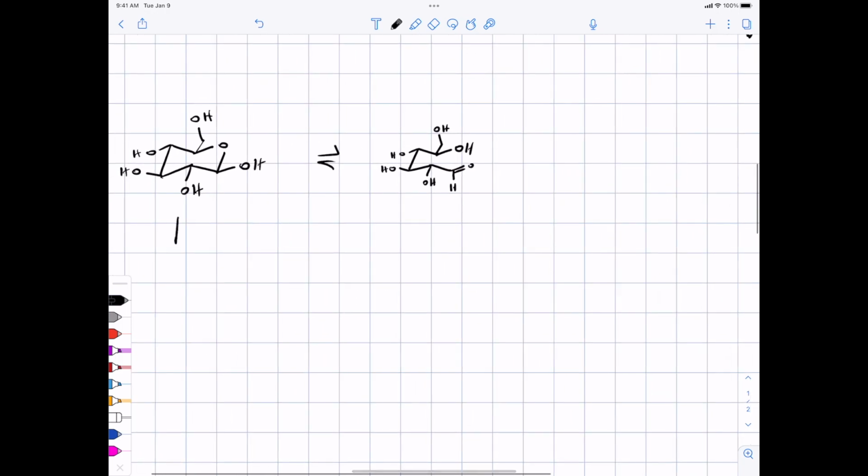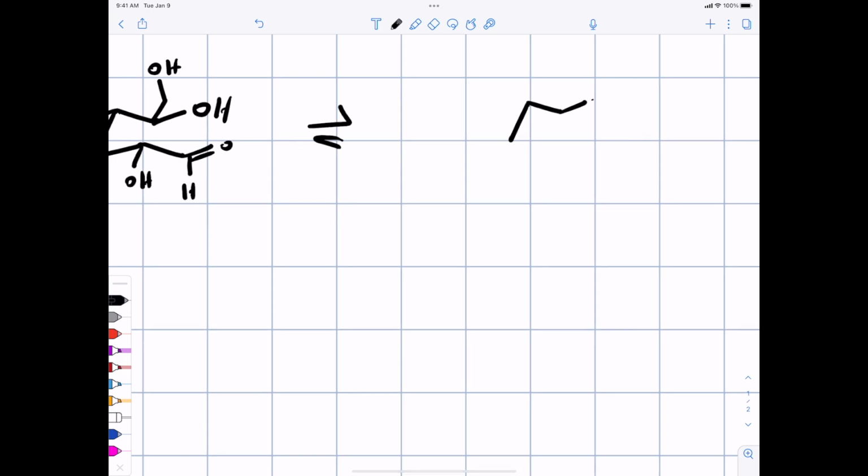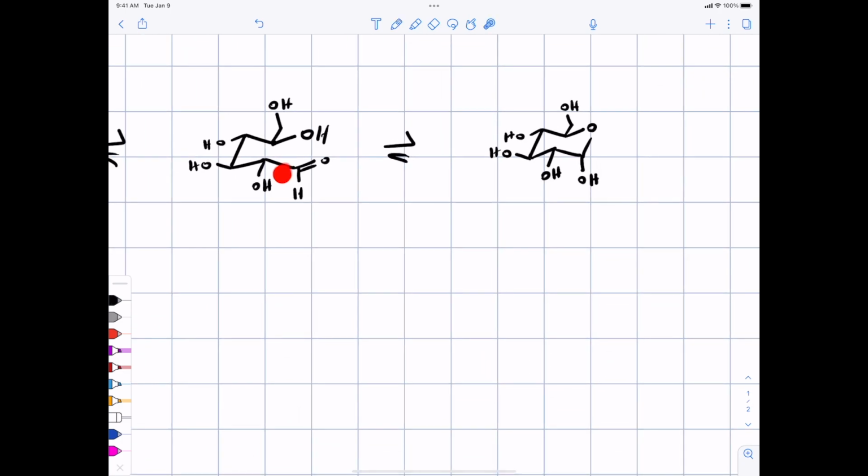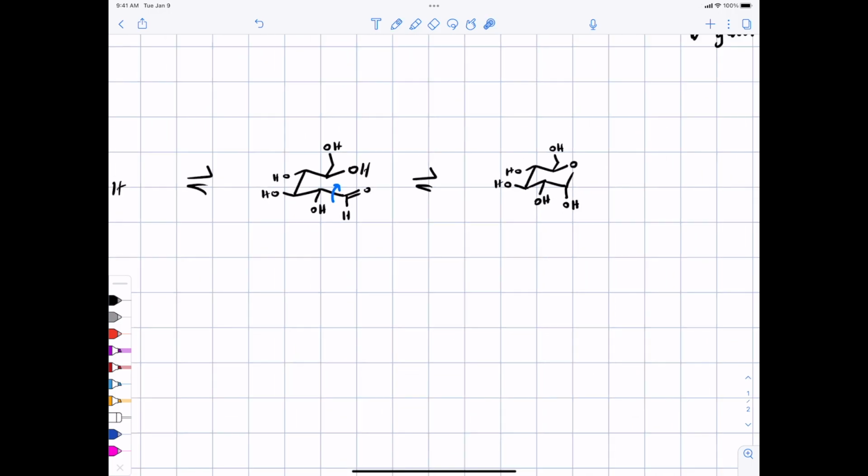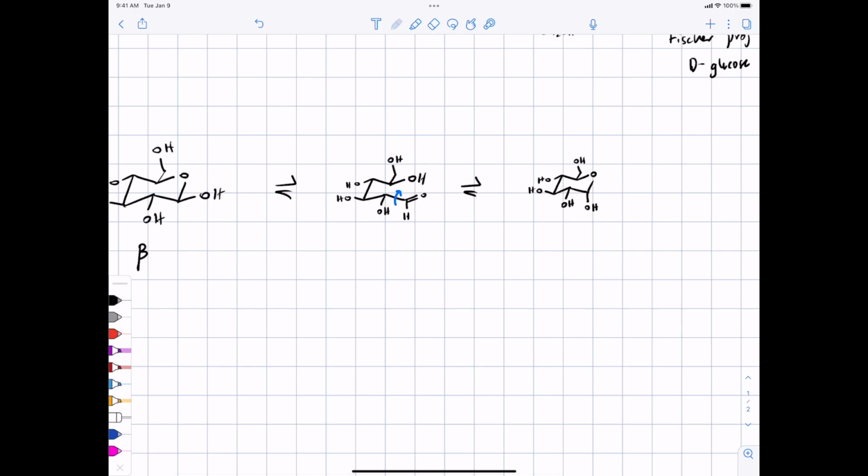Okay. And then that is in equilibrium with the alpha anomer. And you can see to get from the alpha anomer to the beta anomer, you just need to get to the open chain form, and then if you rotate around one of these carbon-carbon bonds, you can change the position of the aldehyde, okay? So in aqueous solution, the alpha and the beta anomers are actually in equilibrium with each other.